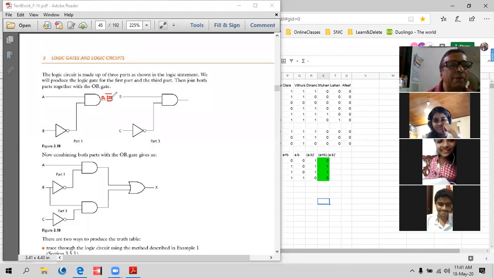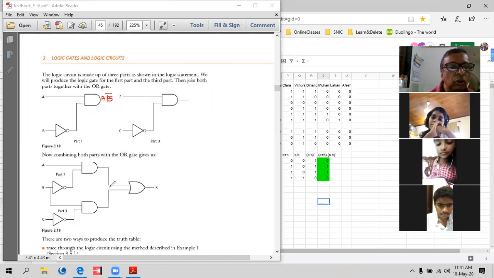A, B bar. Like that you write. So here what is it? B dot C bar. Simple. B dot C bar, or B and not C. Now combining both parts with the OR gate gives us this. This is the OR gate.